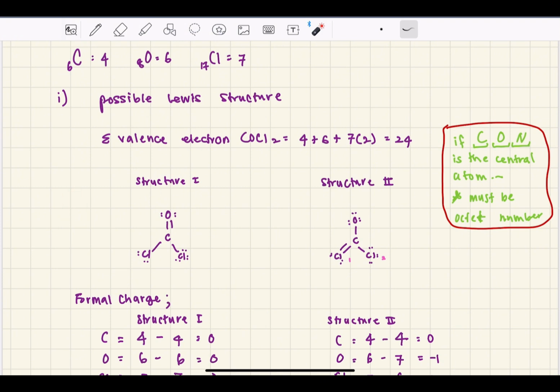If you draw the Lewis structure like this, even though the total valence electron count is 24, it is not accepted because the central atom does not have an octet. This one has just 2, 2, 2, and this is just 6. So this one is not accepted. The Lewis structure for COCl2 only has this one and this one. We have to octet the central atom, which is carbon.